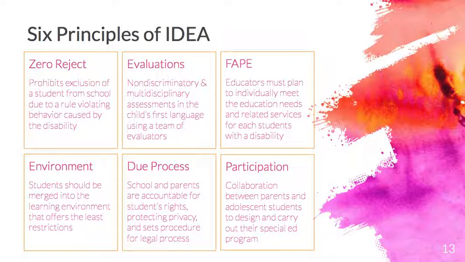The fifth principle of IDEA is due process, and this is basically to hold schools and parents accountable for the students' rights, to protect their privacy, and it sets a procedure for legal process. If a school or parents are not meeting the needs of a child, it can go to court, and there will be an advocate there to fight for that child's rights.